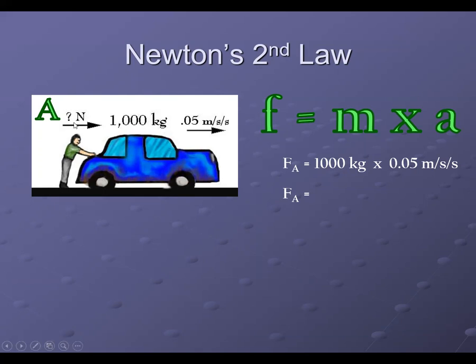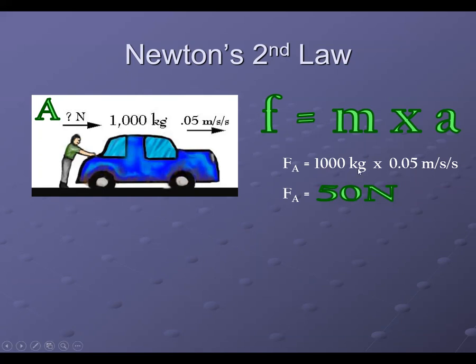That's a nod to Sir Isaac Newton, the person that gave us this idea of forces and things like that. So newtons are the unit for force. So if you take 1,000 times 0.05 in your calculator, you're going to find out that you will wind up with an answer of 50. And 50 what? 50 newtons.